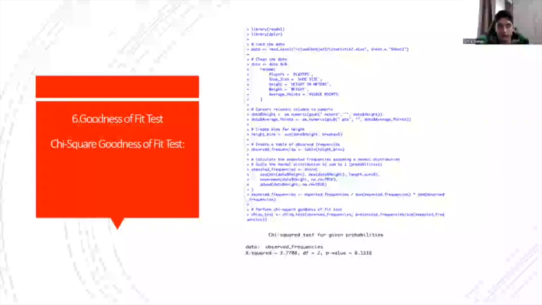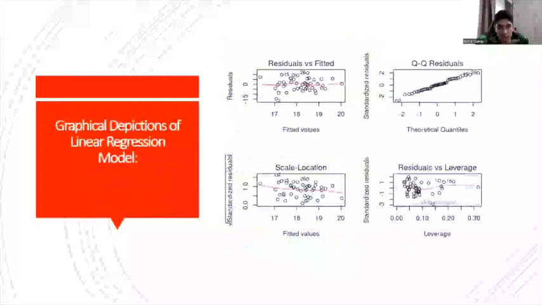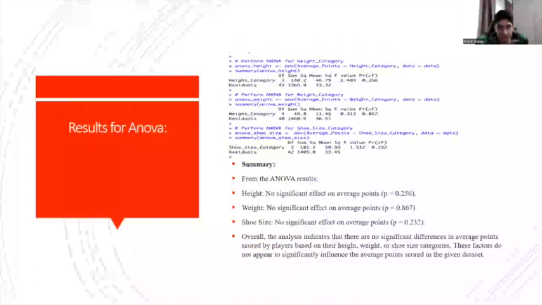We use the chi-square method for goodness of fit test. Our values can be used because the p-value is greater than 0.05. There is an R code for linear regression model, and these are graphical depictions of linear regression model. And this is the R code for ANOVA.